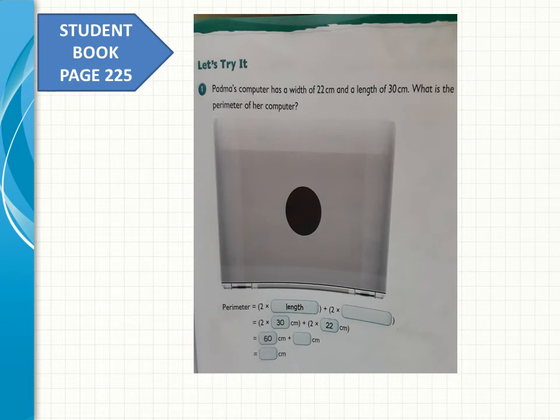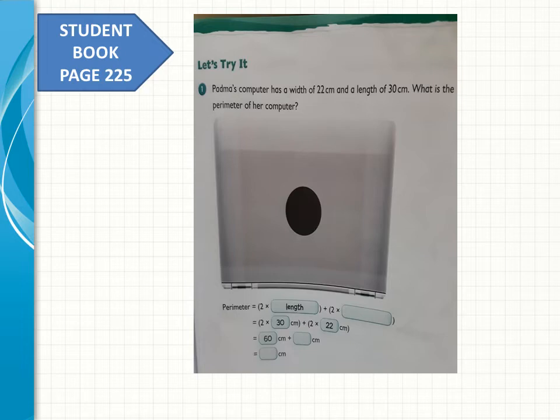Now let's also see a student book in page 225. The student book, page 225. This is a computer and it's Padma's computer. The width is 22 centimeters and the length 30 centimeters. Now it's asking for the perimeter. Remember, we've done this several times. This is asking for the perimeter of a rectangle. Length plus length plus width plus width, or 2 times length plus 2 times width.